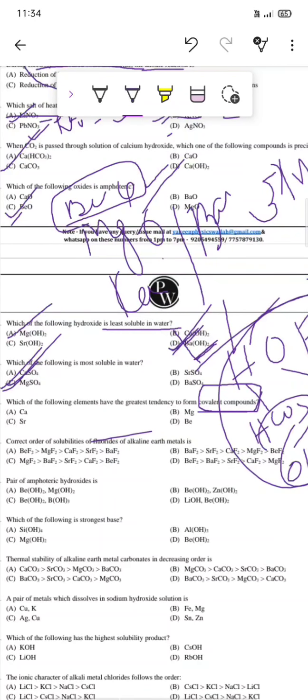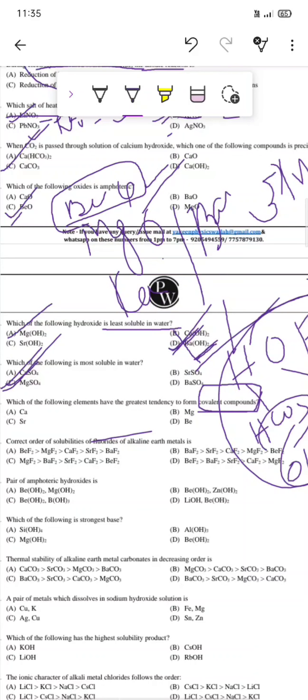Okay, which of the following elements has the greatest tendency to form covalent compound? More ionic. Covalent compound means less ionic compound. So size. According to Fajan's rule, I have forgotten it. Again, I am going to look at my notes. It's given, okay, in my notes.